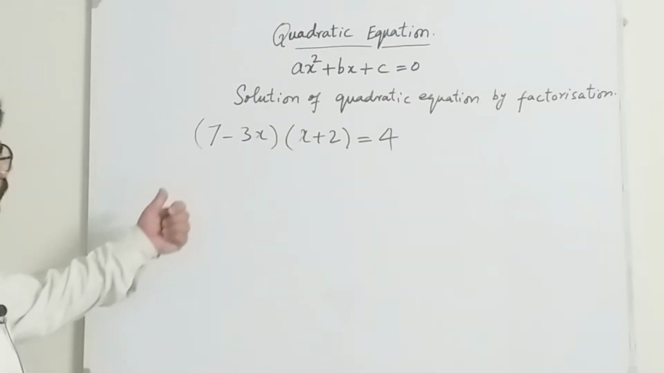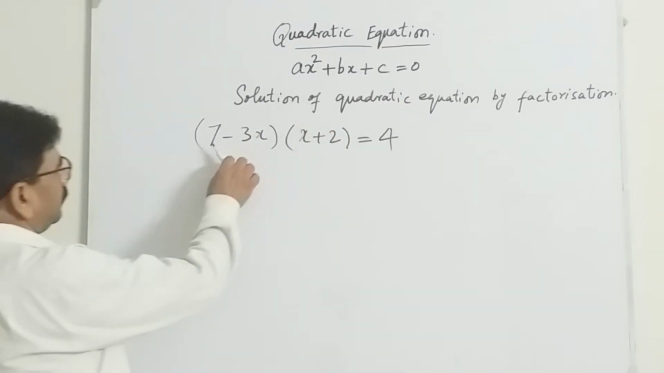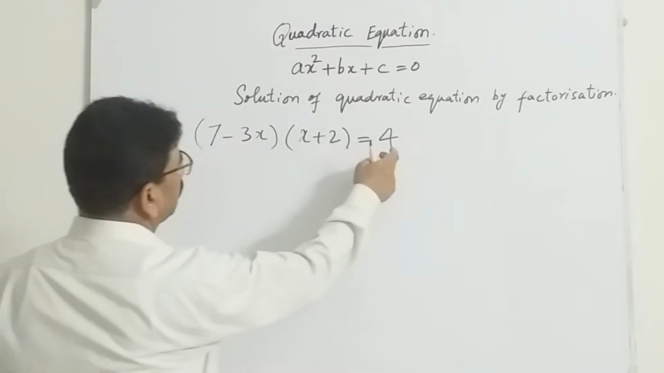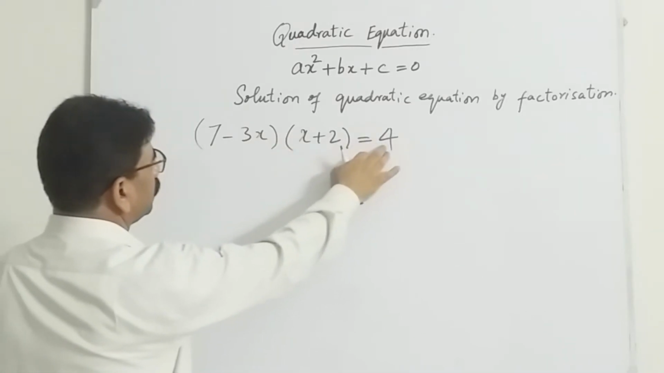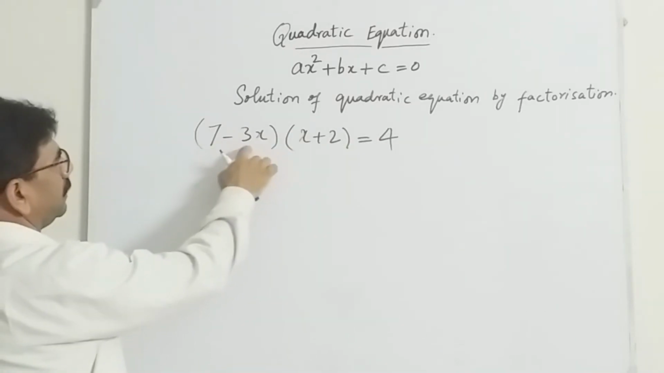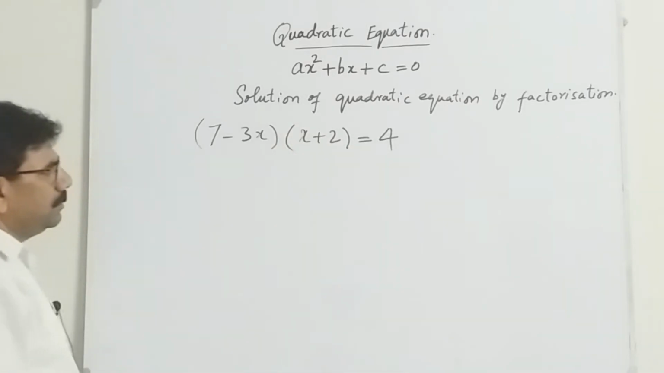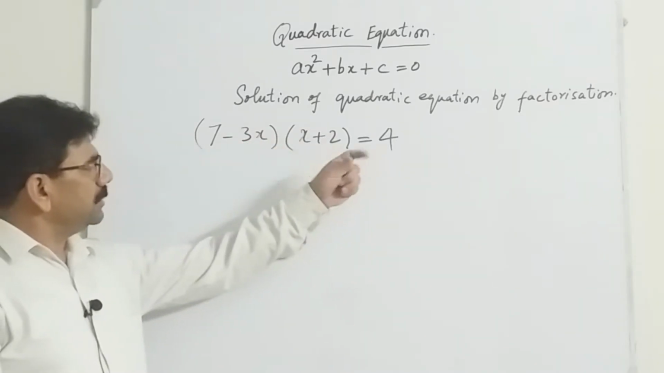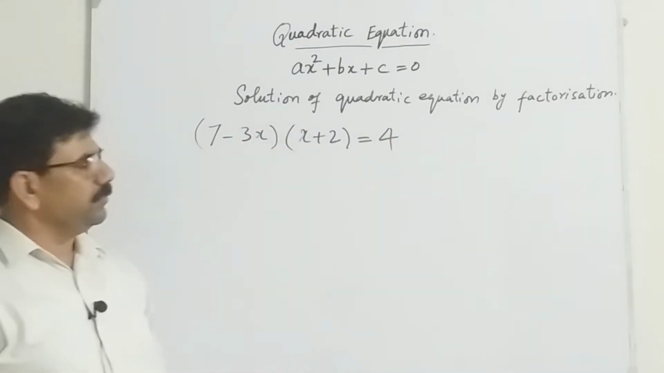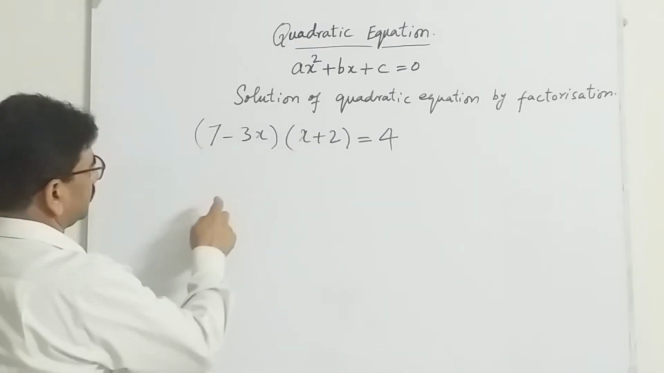Let us now solve this given quadratic equation by factorization. Here in this case, the product of two terms is not given to be equal to 0. If it would have been equal to 0, we should have written 7 minus 3x equal to 0 or x plus 2 equal to 0. But here in this case, the product of these two expressions is given to be equal to 4, which is a non-zero number. Therefore we will have to expand this expression.